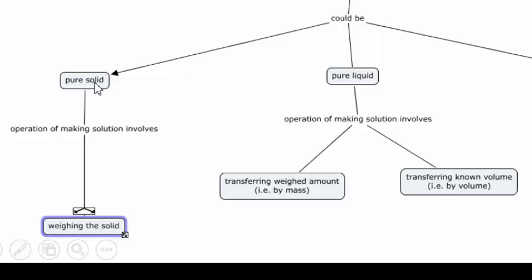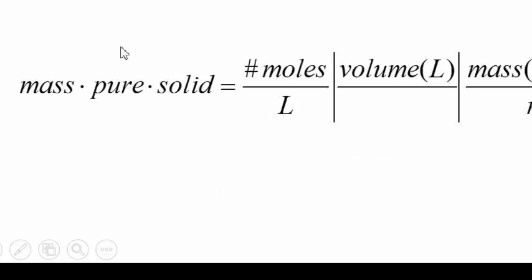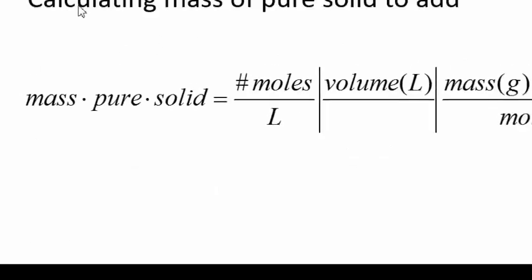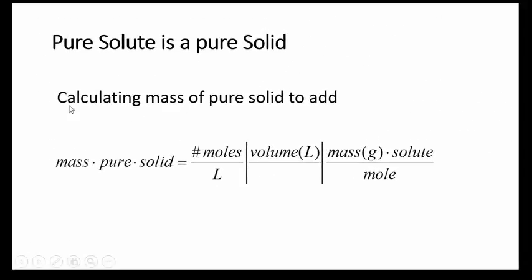But anyway, back here, when the solute exists as a pure solid, if we know what substance it is in its pure state, we know the molecular weight for it. And so we just figure out how much we have to weigh out. Here's the calculation for determining the mass of the pure solid that would need to be added.